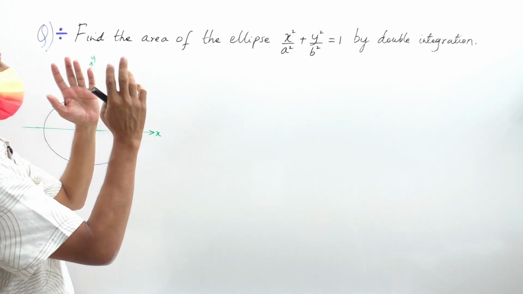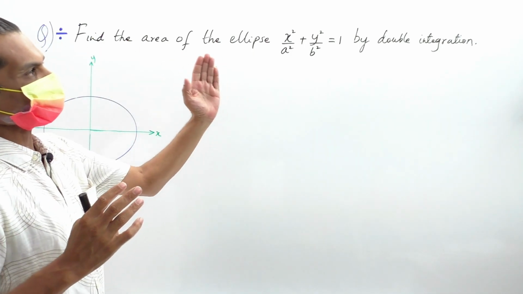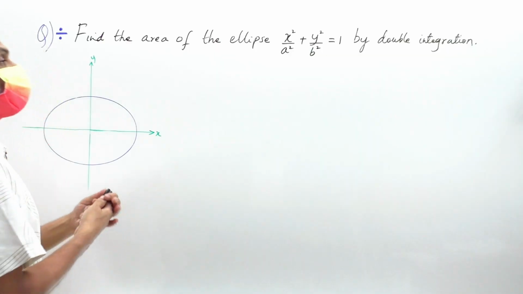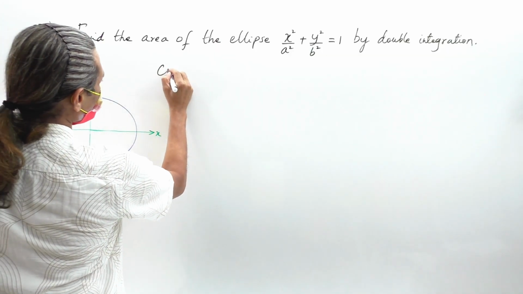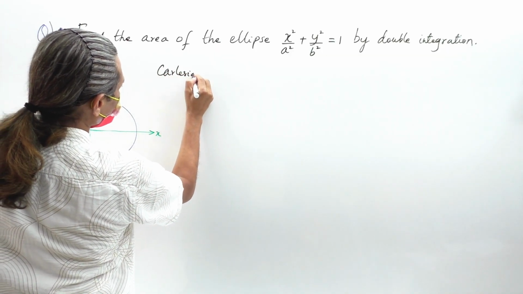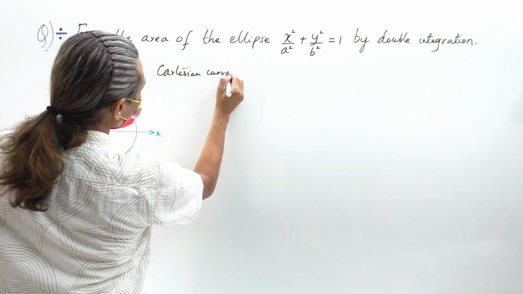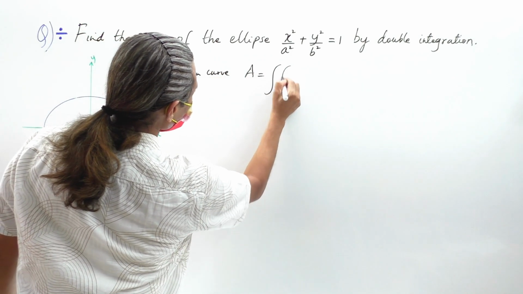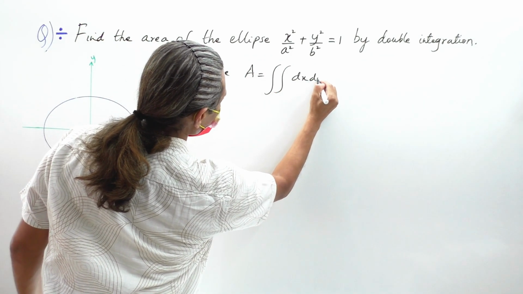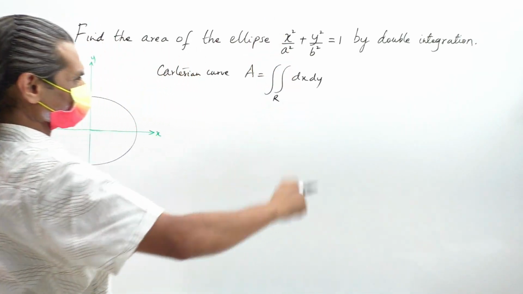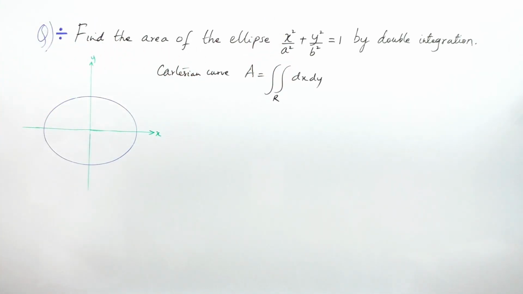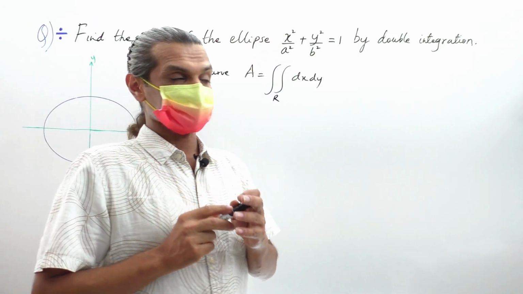See, this is a Cartesian curve. An equation having x and y is called a Cartesian curve. So for the area of a Cartesian curve, the area is given as the double integration of dx times dy over the region R. This is the formula to find area for Cartesian curves.